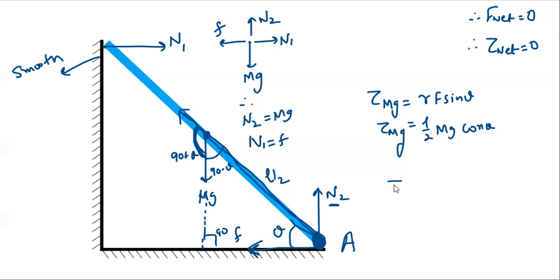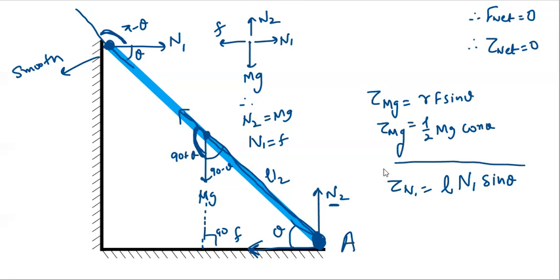Now let's calculate torque due to N1. N1 is being applied at this point. So the distance of this point from A will be L. So in place of R, I'll put L. In place of F, I'll put N1. And how will we find sine theta? Just extend this line. So this will be your theta. Now this is theta, then this will also be theta. So this will be pi minus theta. And sine of pi minus theta is sine theta only.